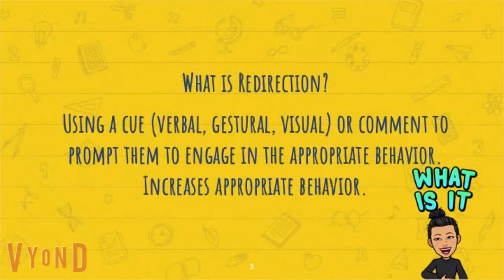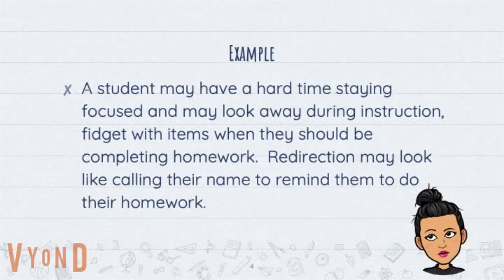So what is redirection? It's when we use a cue, which can be a verbal, gestural, or visual cue, maybe sometimes a comment, to prompt them to engage in the appropriate behavior, and it also increases these appropriate behaviors. For example, a student may have a hard time staying focused and look away during instruction or fidget with items when they should be working. Redirection may look like calling their name to remind them to do their work.